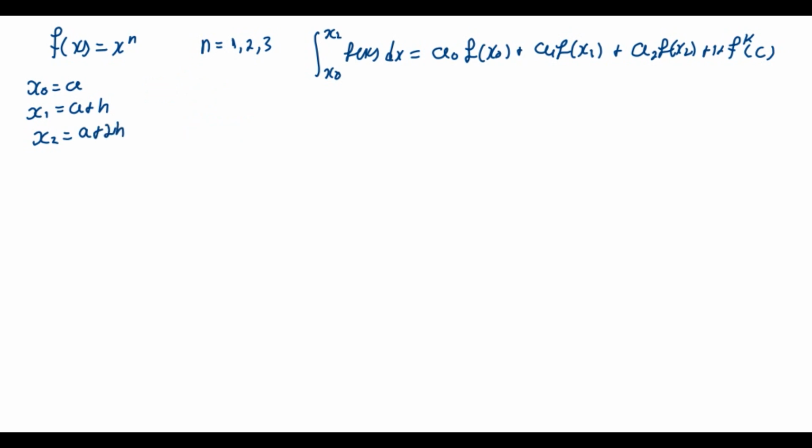So from there, this is what our b is, by the way. We say b is equal to a plus 2h. From there, let's now begin doing the computation.